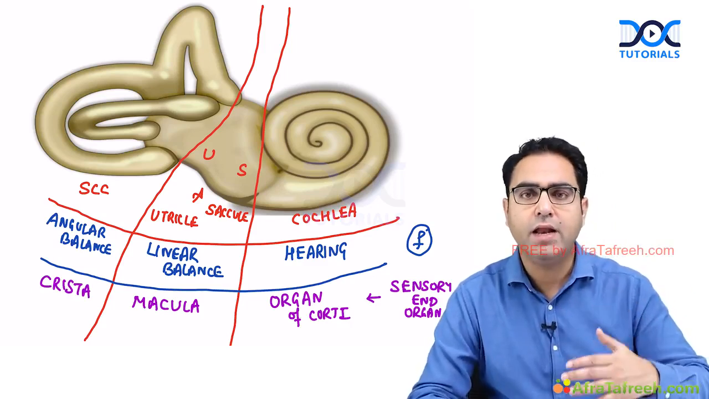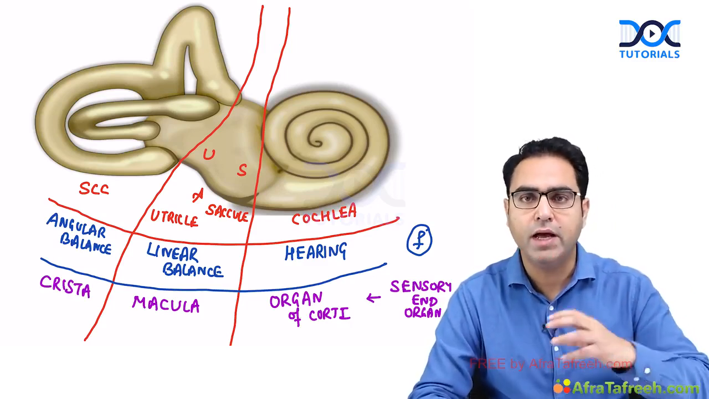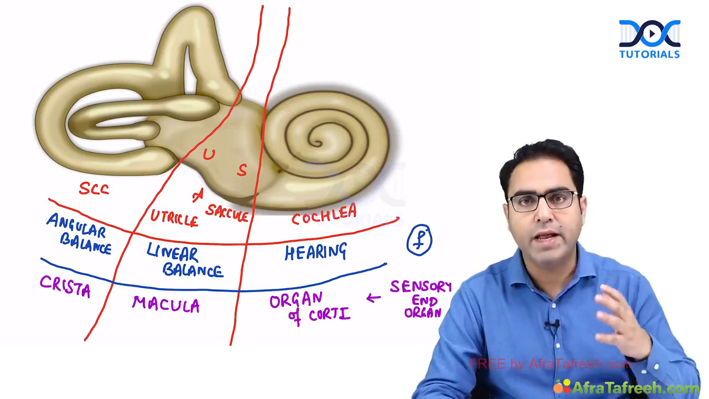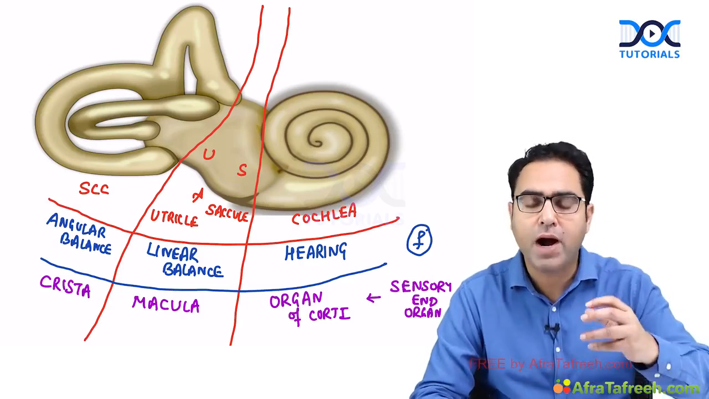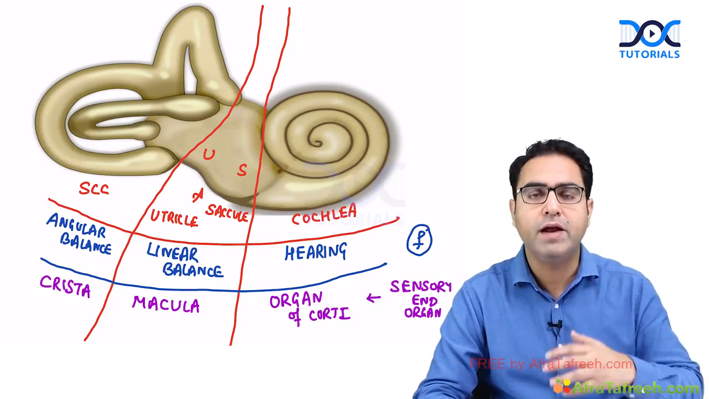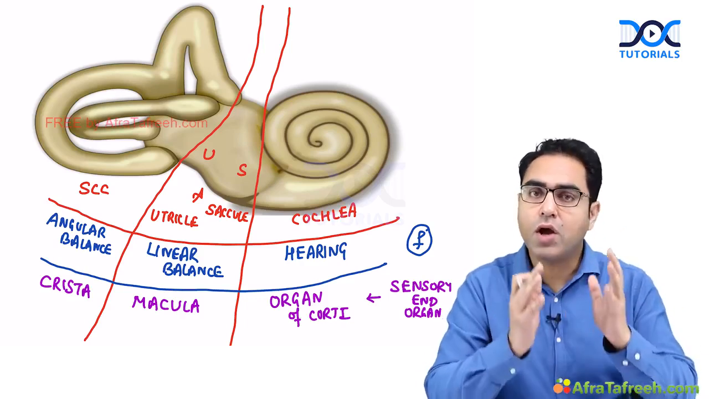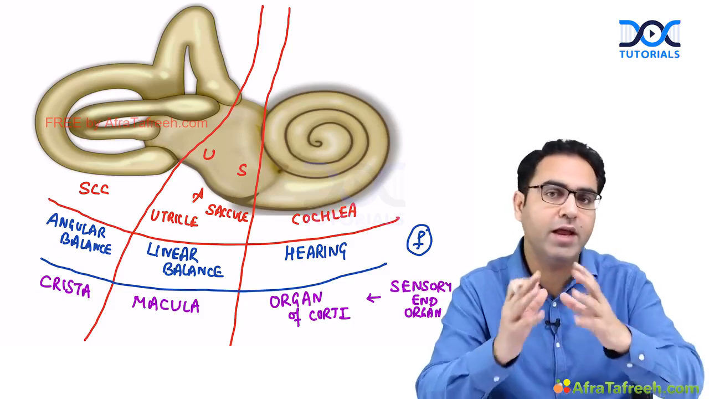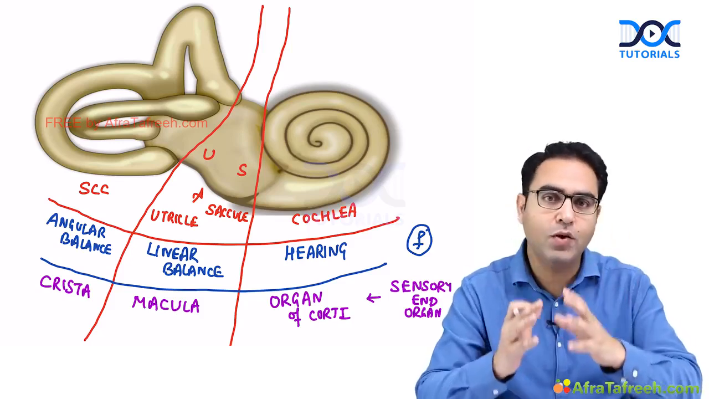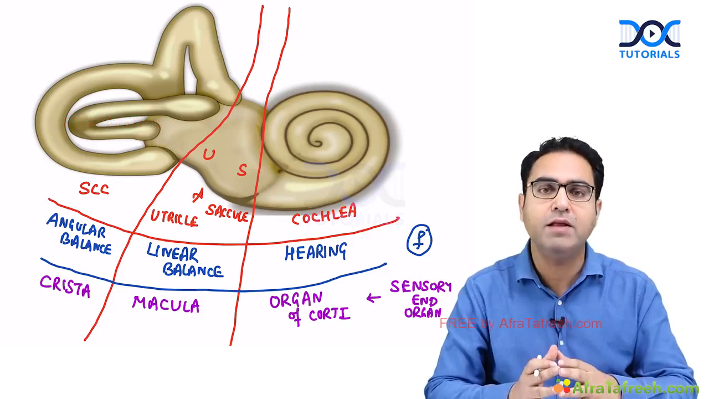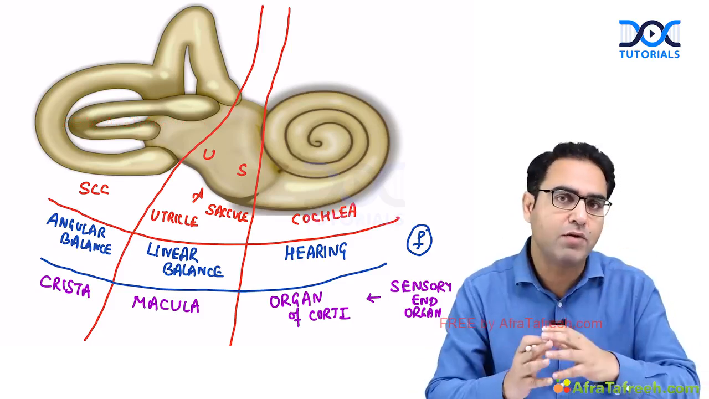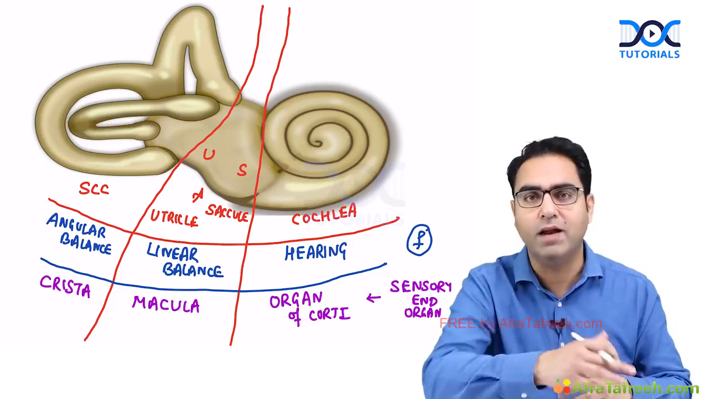The first red line indicates the part of the inner ear. The second, blue line indicates the function of that part. And the third, purple line indicates the sensory end organ of that part. Allow me to summarize. The cochlea has the organ of Corti for hearing. The utricle and saccule have the macula for linear balance. And the semicircular canals have the crista for angular balance.